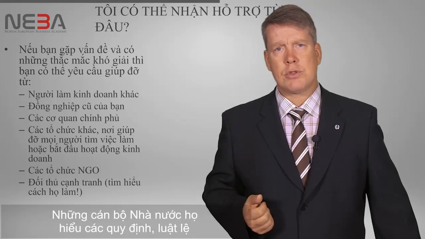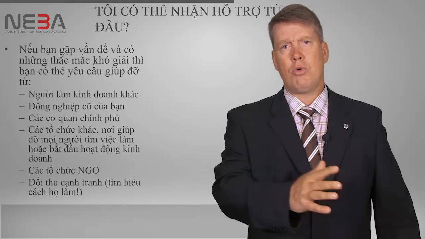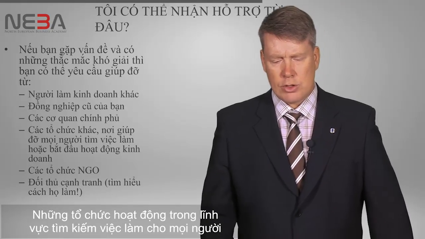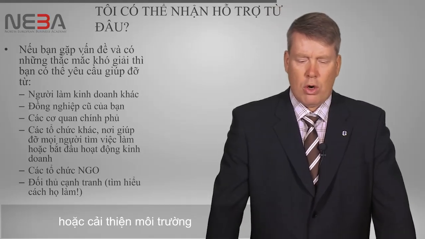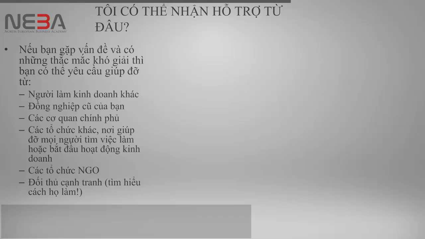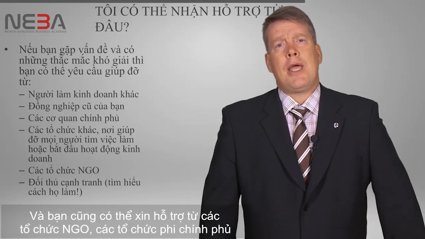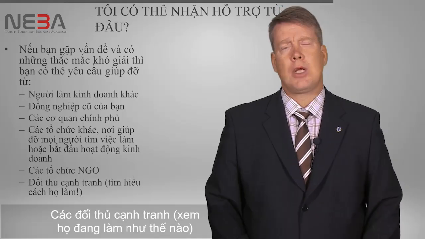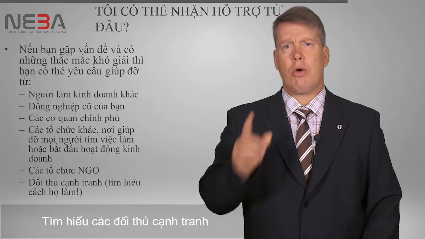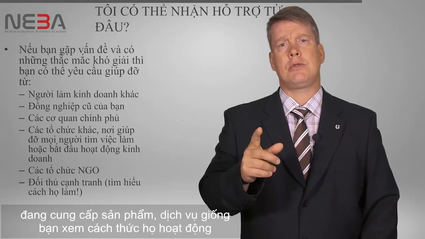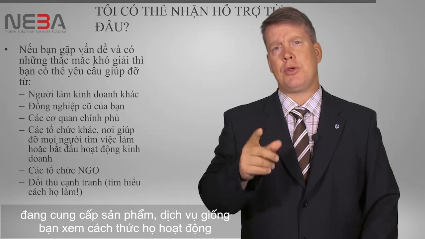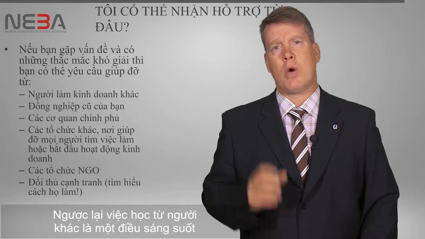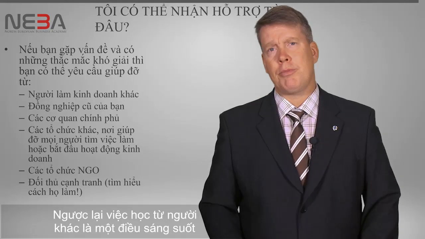Government officers, they know the regulation, they know the rules, they know the society structure. Different organizations work to help people to get work or improve their environmental issues. And also you can get help from the NGOs, non-governmental organizations. Competitors, look how they do. Look around, find a competitor who provides the same service or product as you, and see how they operate. It is not forbidden to learn from others. Vice versa, it is very wise to learn from your competitors.